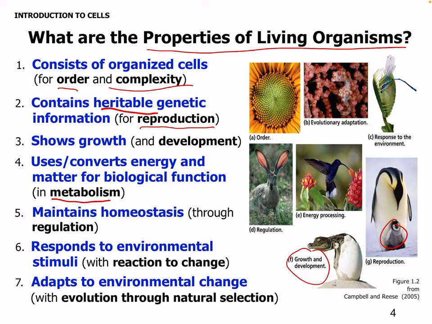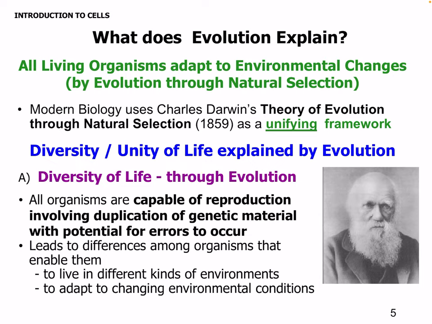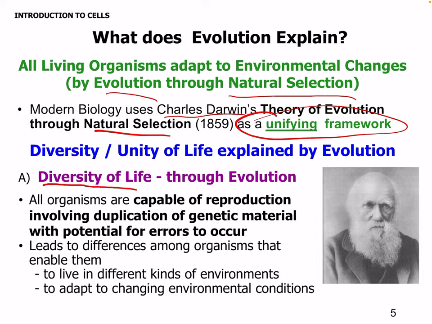They must maintain homeostasis through regulation, and they must respond to environmental stimuli with a reaction to change, and they must adapt to environmental change with evolution through natural selection, which we'll talk about soon. So all living organisms adapt to environmental change by evolution through natural selection. Modern biology uses Charles Darwin's theory of evolution through natural selection, which you've likely heard of. This is the unifying framework. So how do we explain diversity and the unity of life? This diversity of life is through evolution.